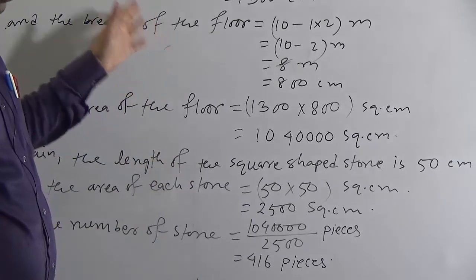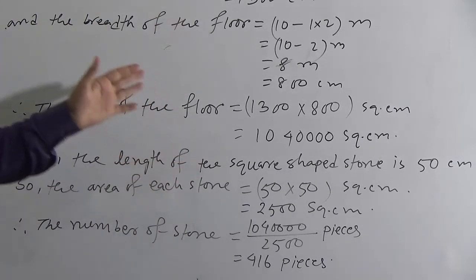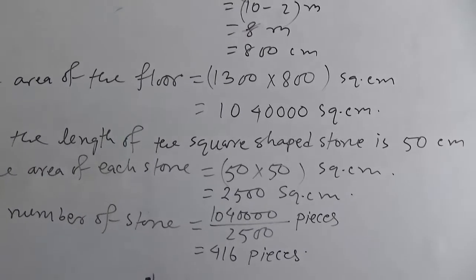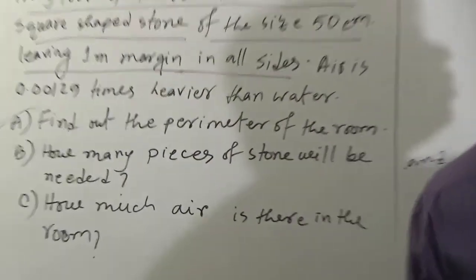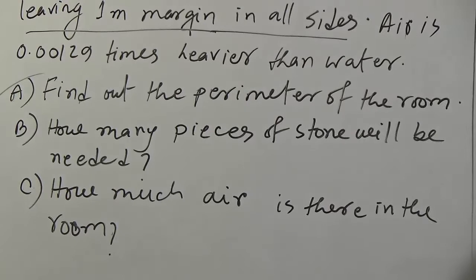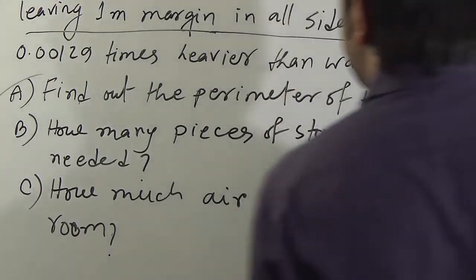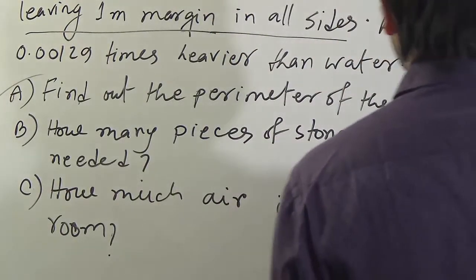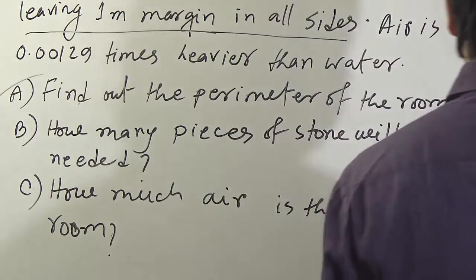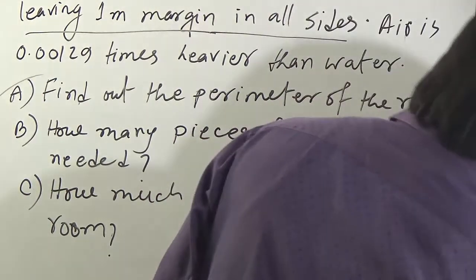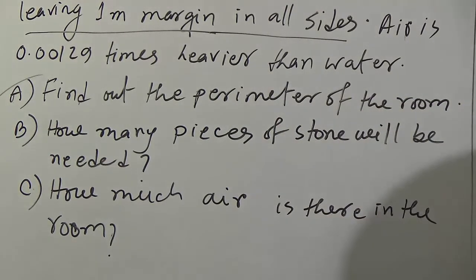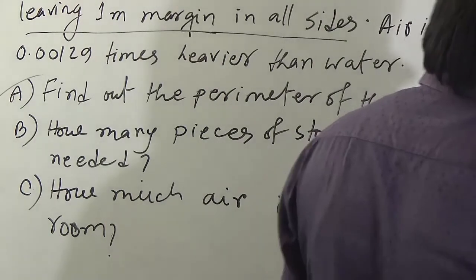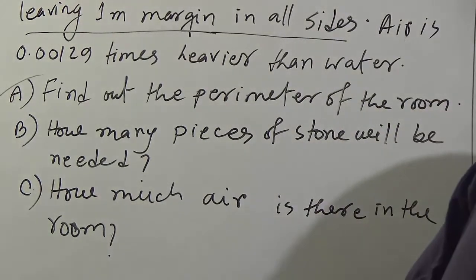Dear students, I hope you have understood the solution of question B. Now I have to solve question C. What is question C? Question C is, how much air is there in the room? It means that we need to determine the amount of air in the room.